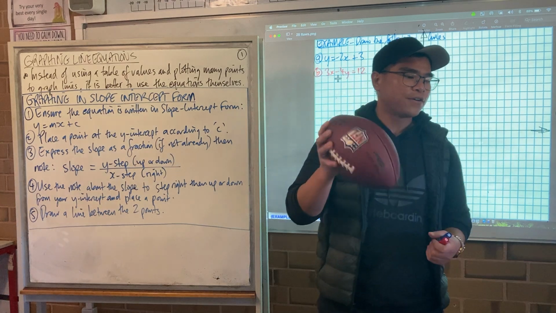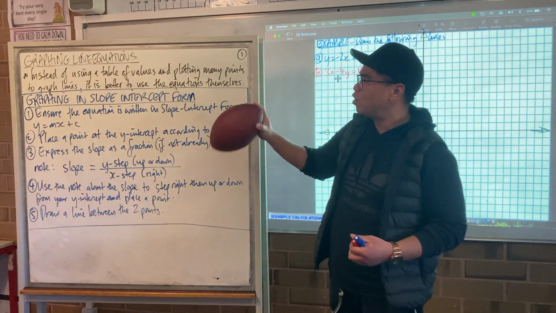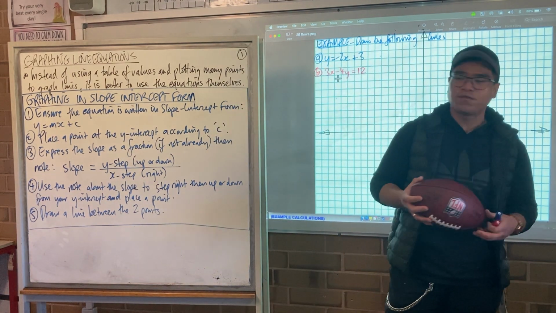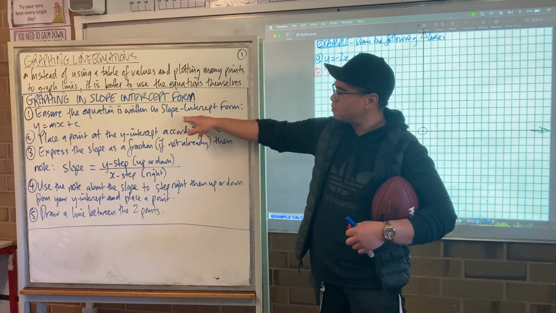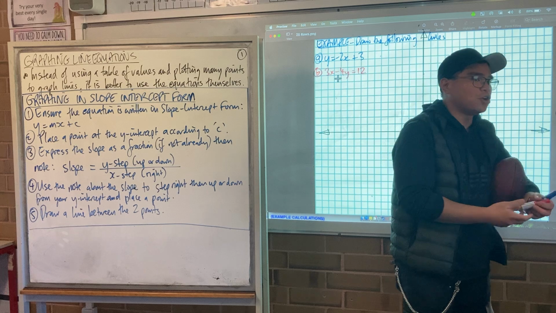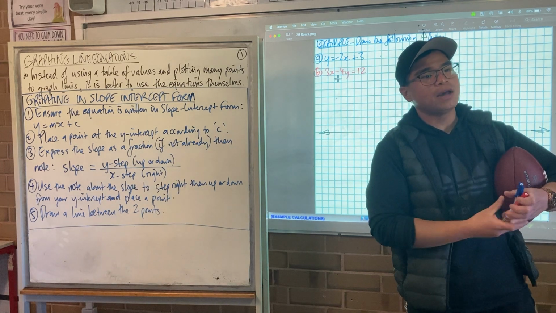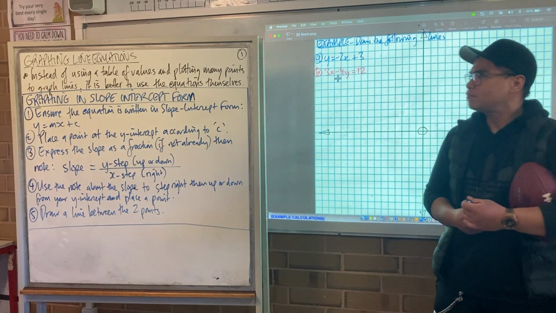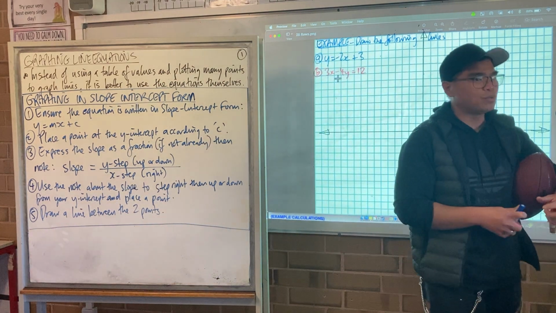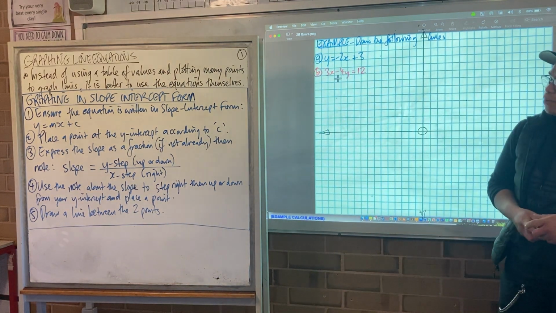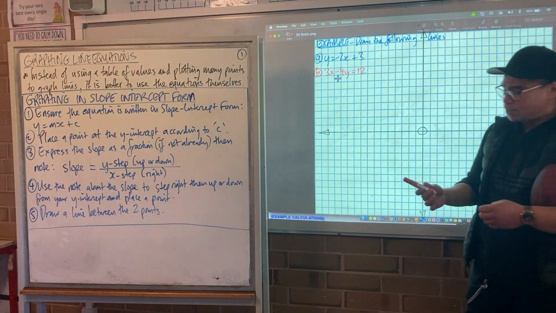If you want to graph a line in slope-intercept form, which is the form that you've been shown so far, these are the steps. Step 1 is just to make sure that it's actually written in slope-intercept form: y is equal to mx plus c. Step 2, place a point at the y-intercept according to whatever c is, because c is the y-intercept.